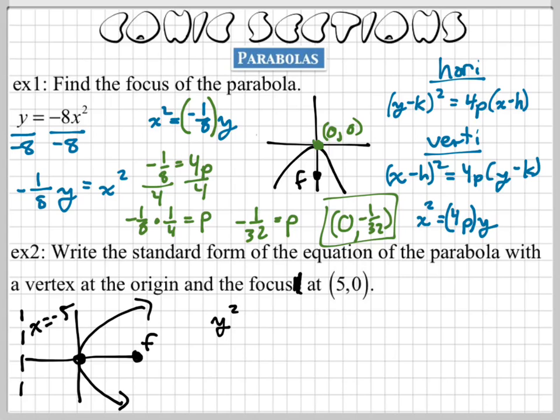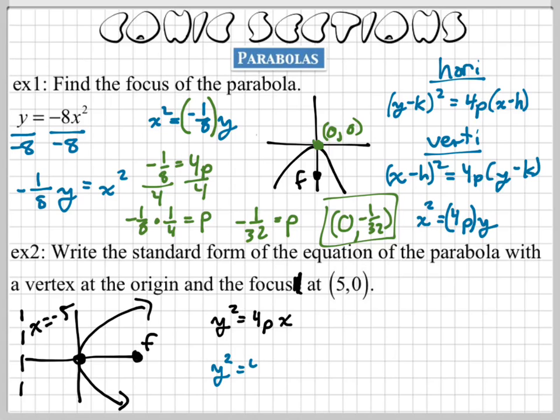Y squared equals 4px. We don't need the h and the k because the vertex is 0, 0. What do I have to do to finish this equation? I just need to know what the p is. What is the p? The p equals the distance from the vertex to the focus.